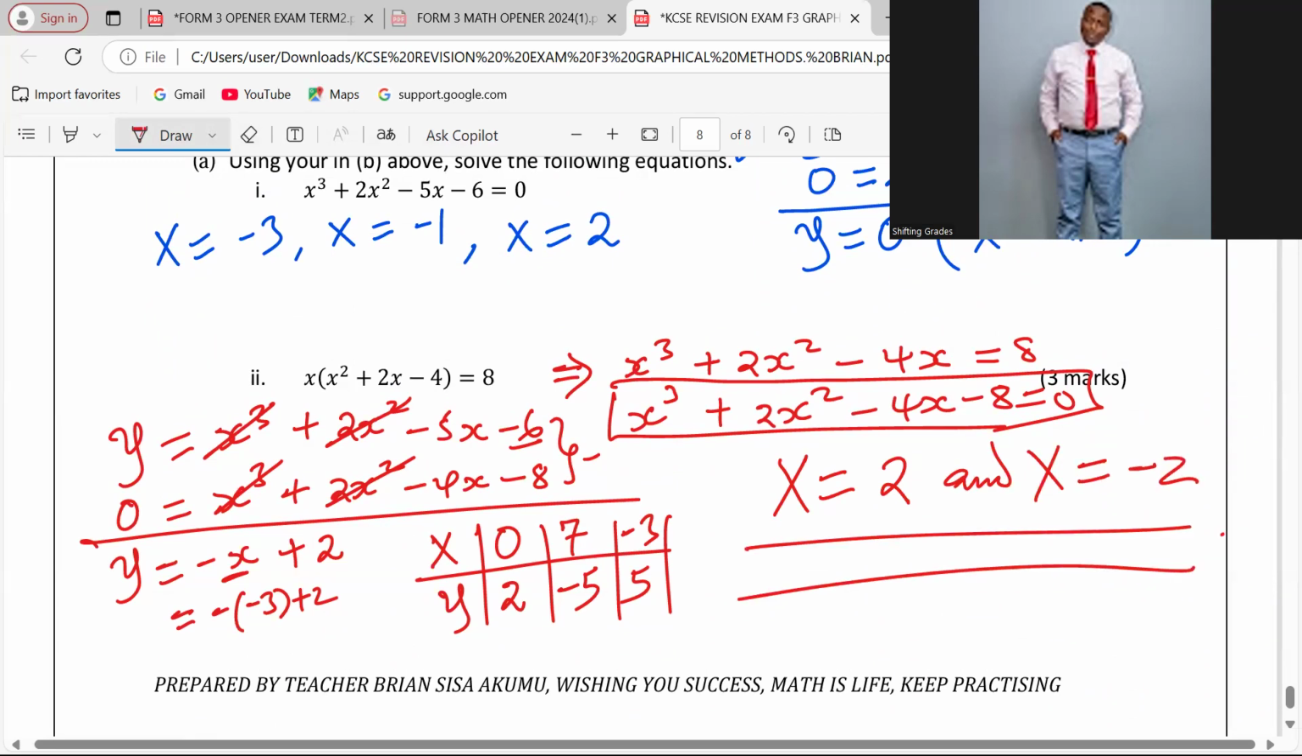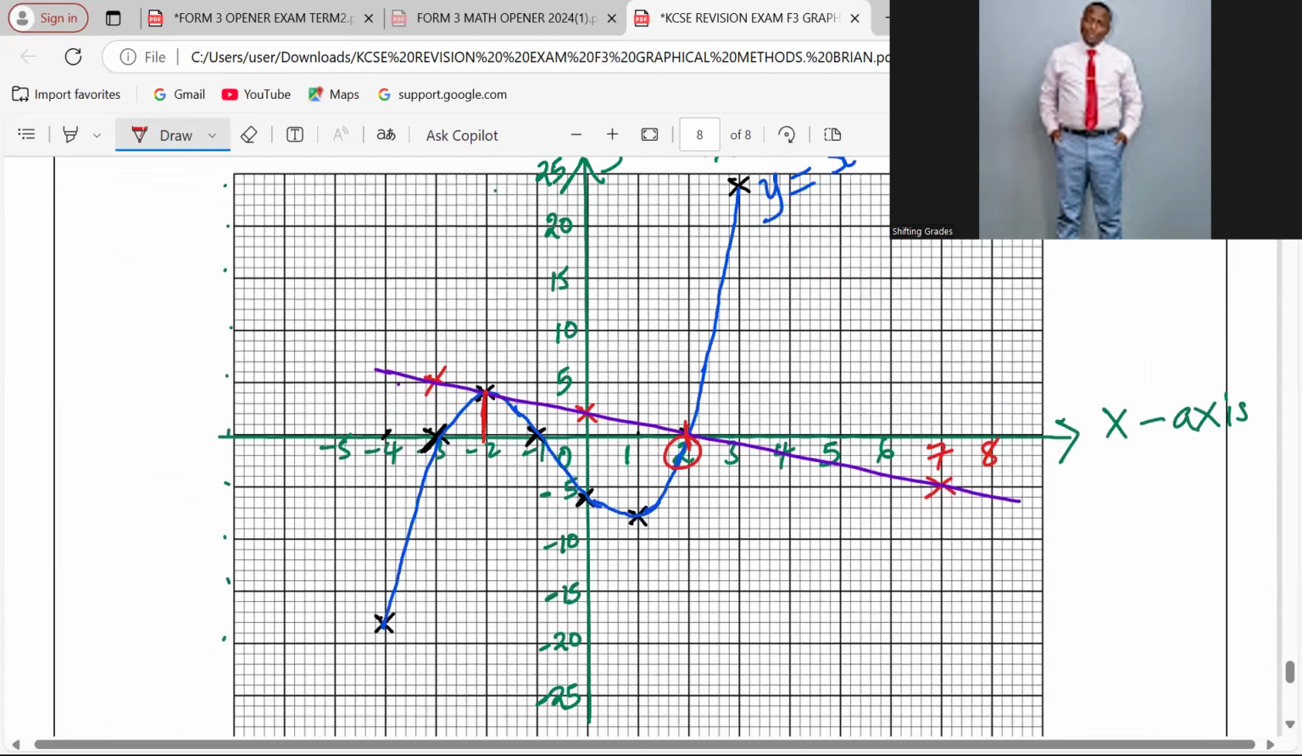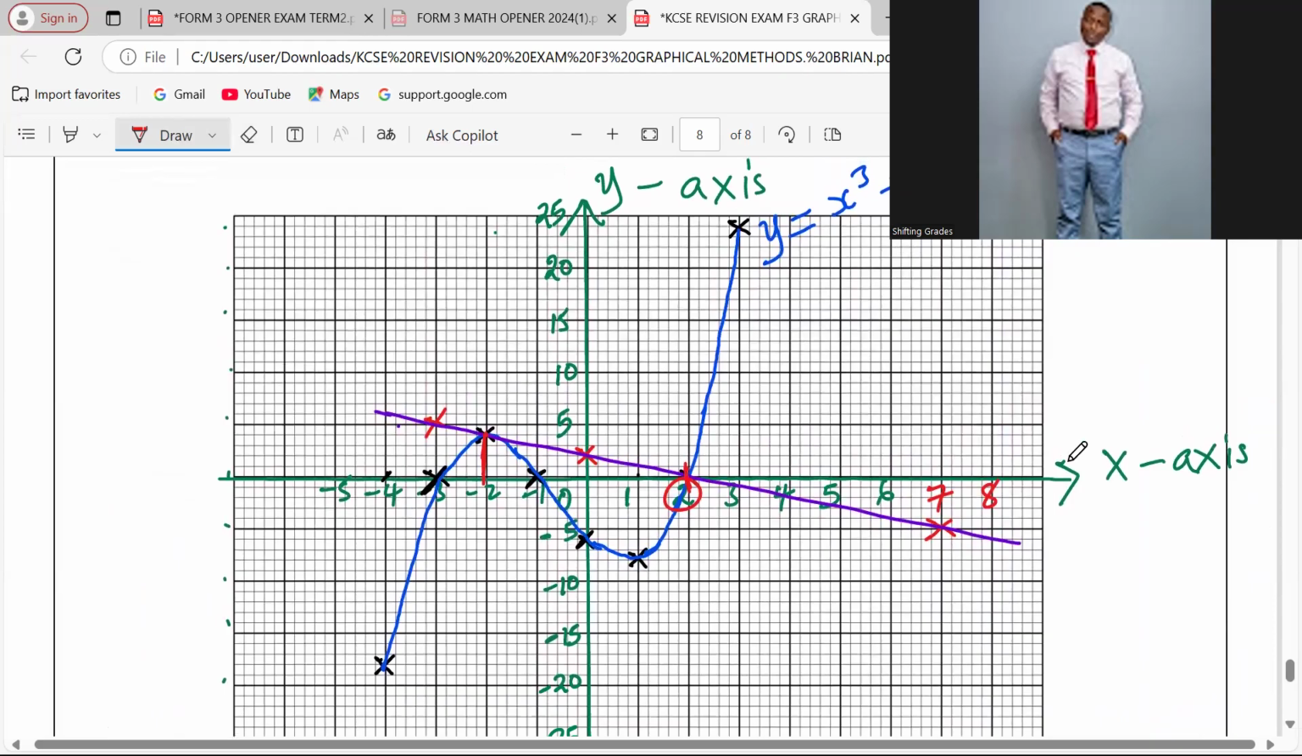So that is how you solve functions using graphs.